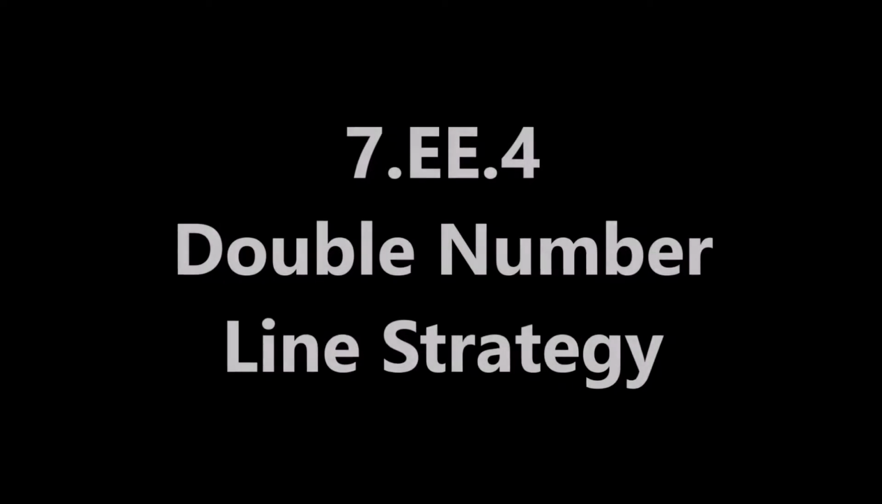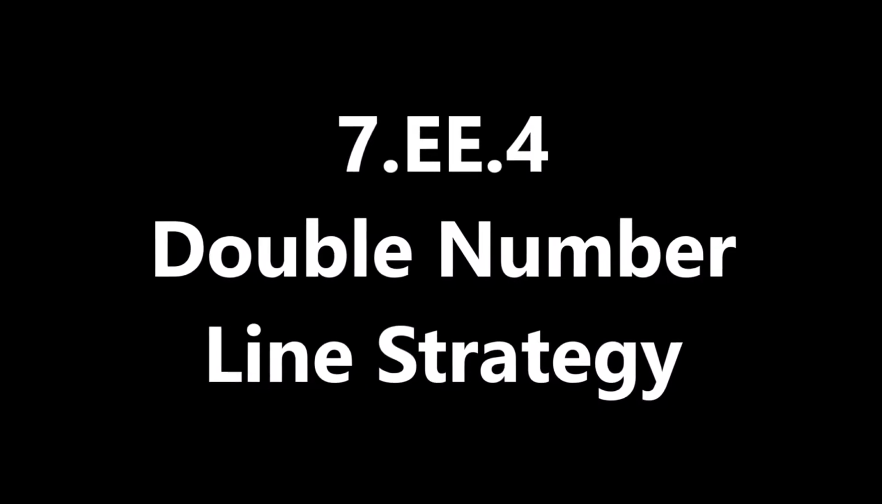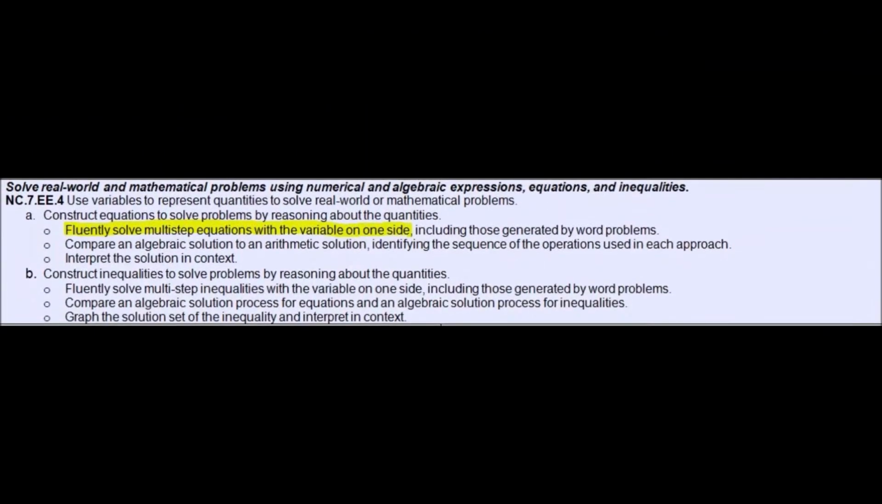This video shows how to use a double number line strategy with standard 7EE4, which states use variables to represent quantities to solve real-world or mathematical problems. Specifically, we're going to focus on Part A, fluently solving multi-step equations with a variable on one side.